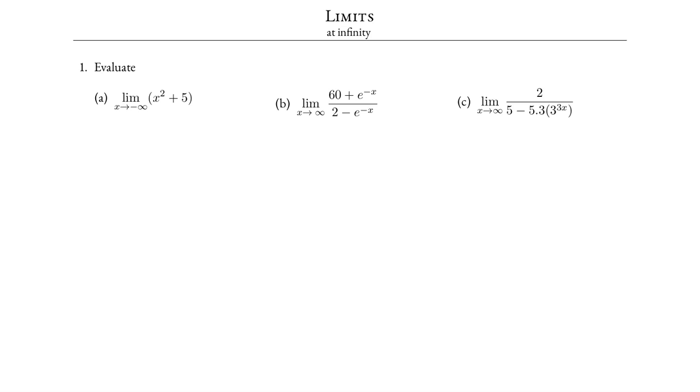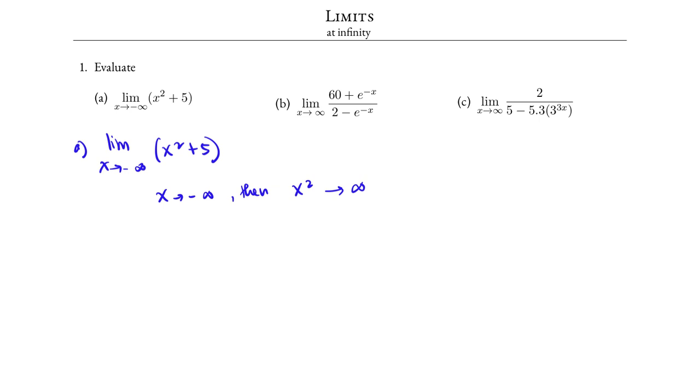Evaluating the limits as x goes to negative or positive infinity is to determine the end behavior of the function. For part A, the limit as x goes to negative infinity of x squared plus 5. Observe that if x goes to negative infinity, then x squared will go to positive infinity.